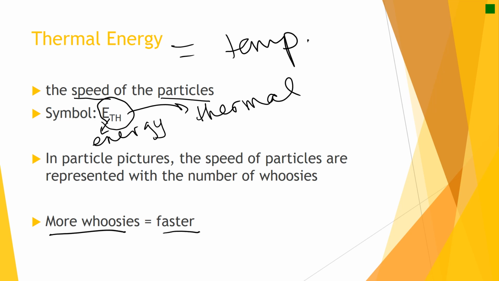So once again, as a review of this, thermal energy is the measurement of the temperature, which is really the measurement of the speed of the particles. And so if we want to change the speed of the particles, we change its temperature, either by going up or going down. If we increase its thermal energy, we are increasing its temperature, we are increasing its speed.